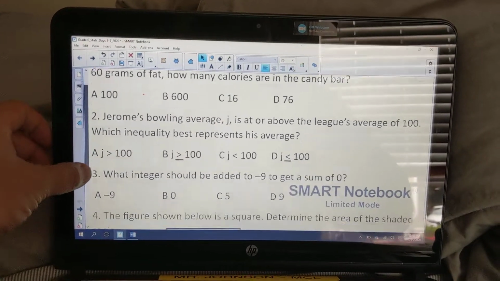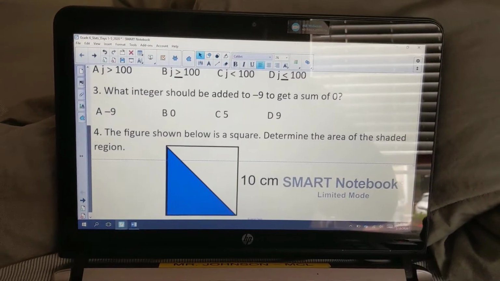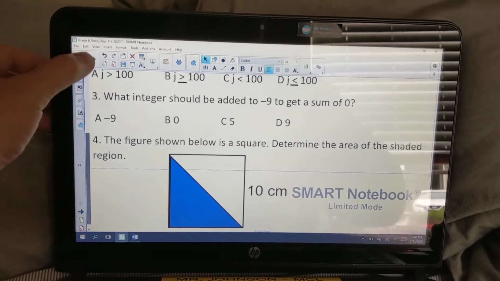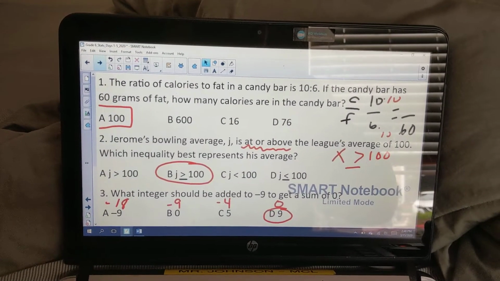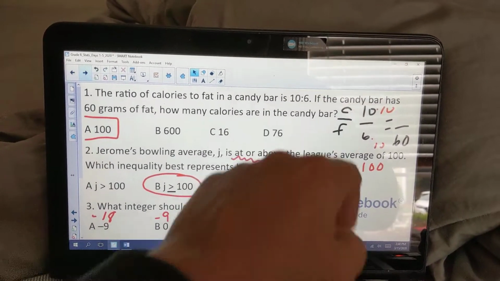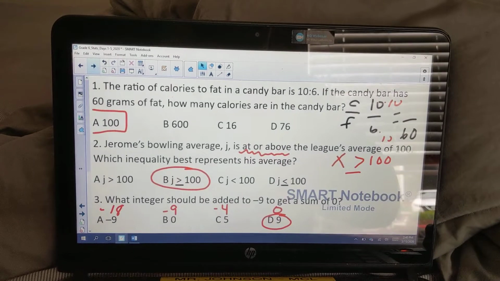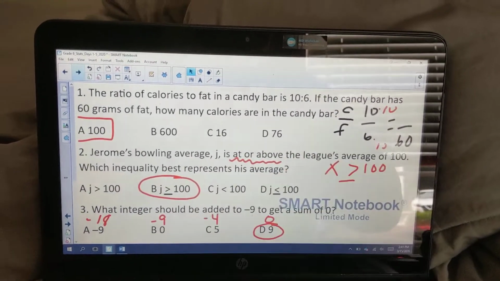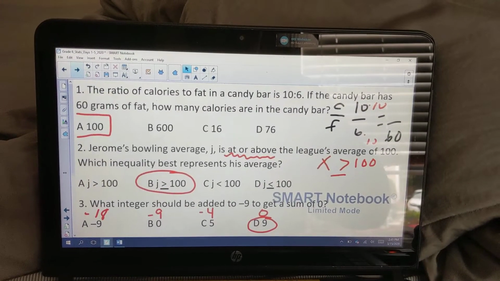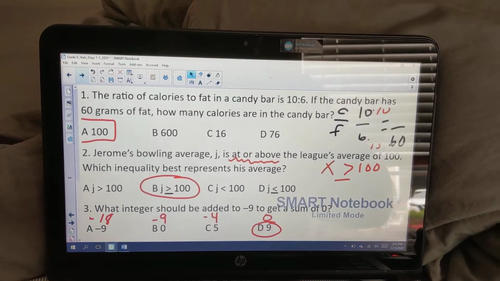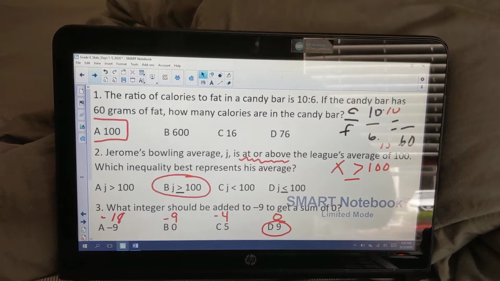Here is the warm-up for Monday. Go ahead and pause the tape while you work and go to the next slide when you're ready to see the answers. Okay, number 1 says the ratio of calories to fat in a candy bar is 10:6. You can see that we set up the ticket. We know there's 10 calories for 6 grams of fat. We also know that there are 60 grams of fat. So in our ticket, we put the 60 with the fat. Well, we know to go from 6 to 60, it is times 10. 10 times 10 gives us 100 calories.